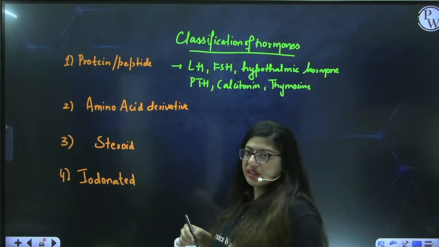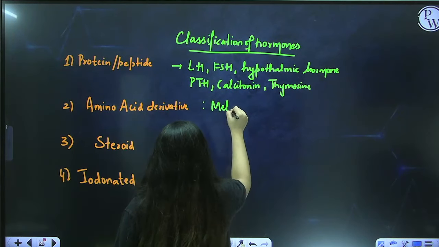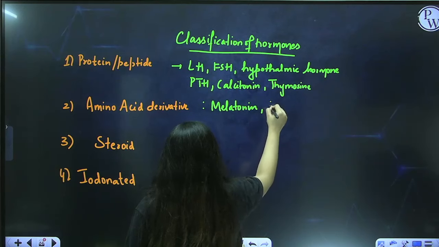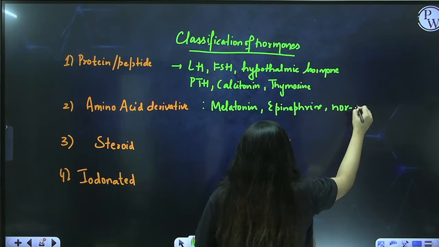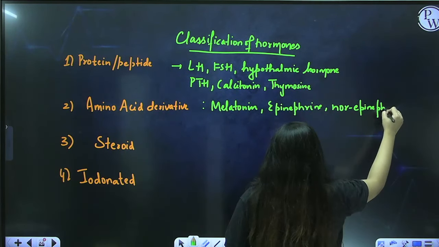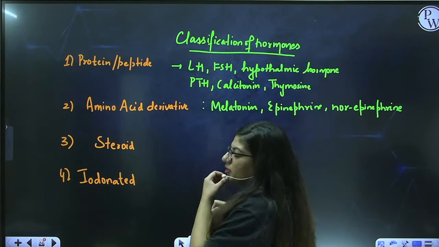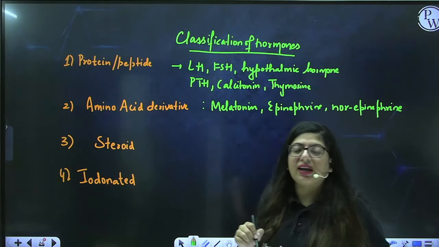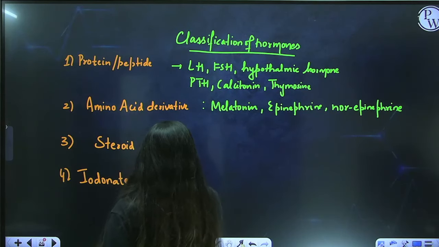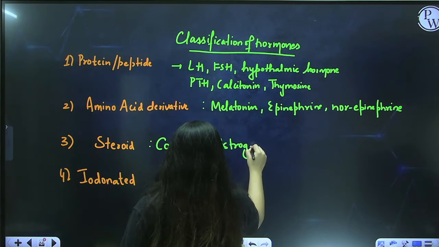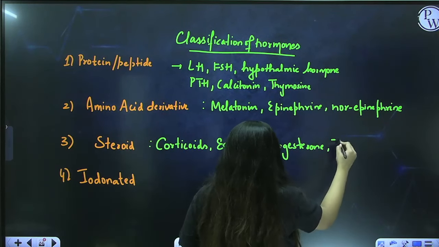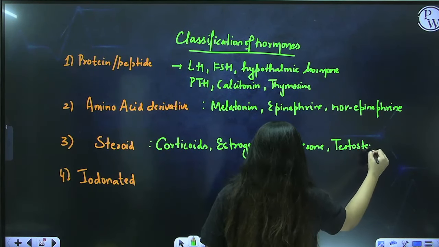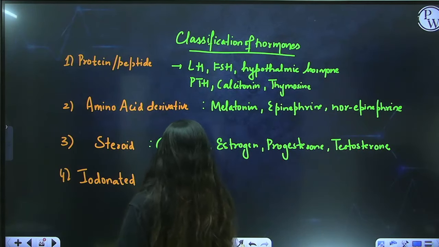Then we have amino acid derivatives, which are made up of amino acids, like your melatonin, your epinephrine and norepinephrine. Then we have steroid hormones, like your corticoids, whether mineralocorticoids or glucocorticoids. We have estrogen, we have progesterone and in the male we have testosterone. Okay, and iodinated we have thyroxine.